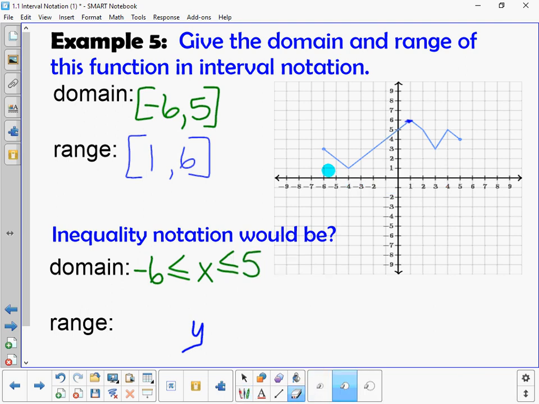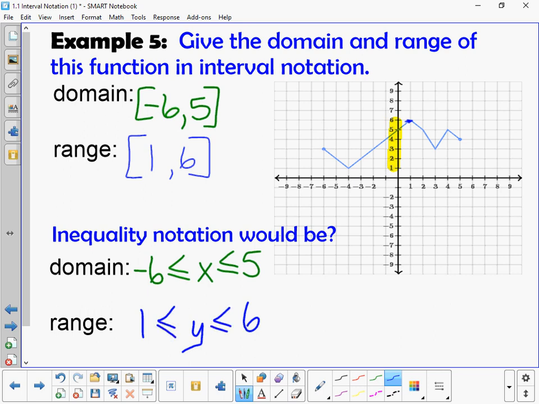Let's erase this. So again, it was from 1 to 6. So if I'm writing that as an inequality, I want to show that y is between 1 and 6. Y is greater than or equal to 1, less than or equal to 6. And when you write these compound inequalities, those two symbols should be facing the same direction. They're pointed the same way.